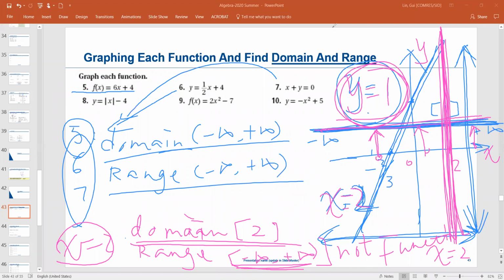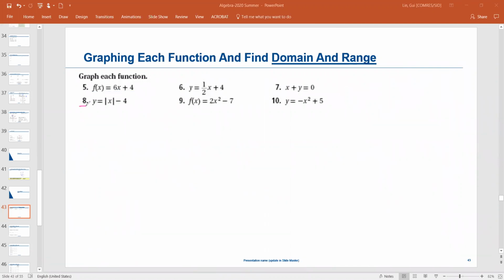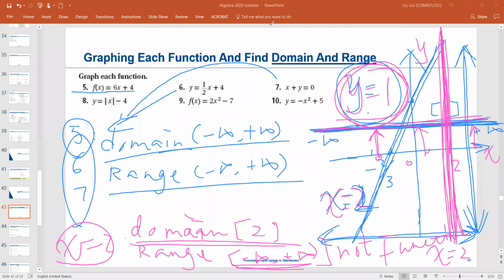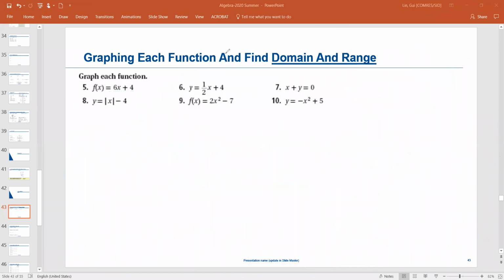Okay, let's continue to check number 8. Let me go back a little bit. Save these pictures. Make sure you guys will be okay. So let's see number 8. We learned graphing already. So how do we graph this one?